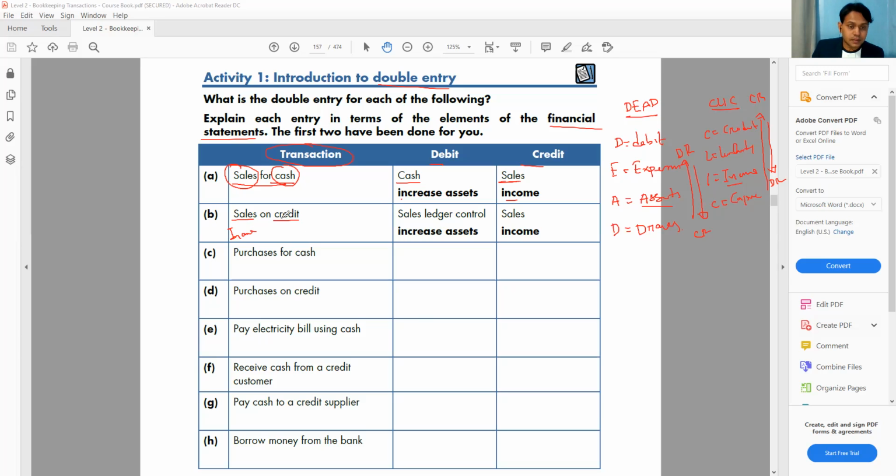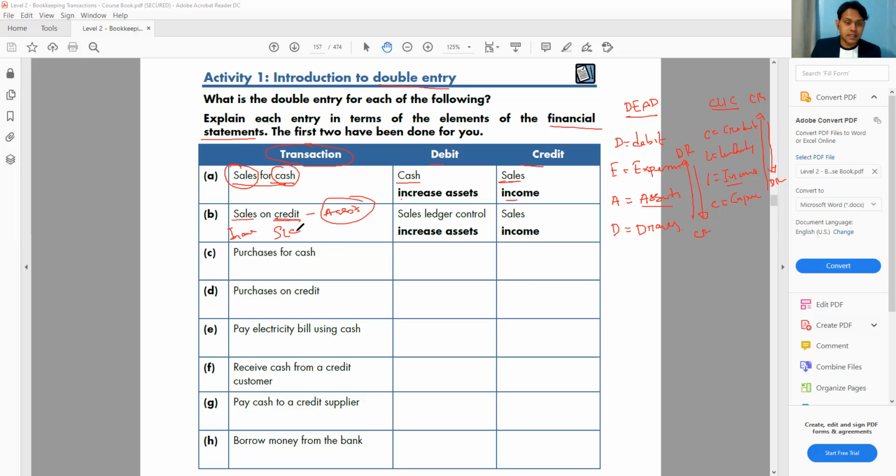And when the customer said he will pay us later, here's my asset, and I have a name for them. I call it sales ledger control. So when my customer said, I will pay you later, I said, you are my asset. How? Because if the customer said, I will pay you later, that means you are my asset and you're going to pay some money in future. So you are my asset.